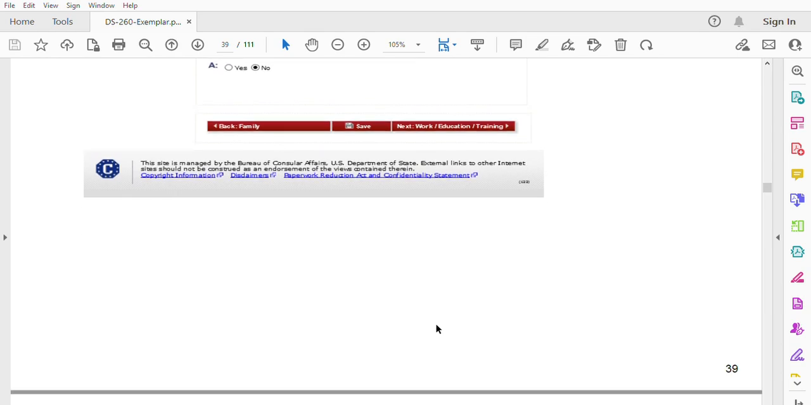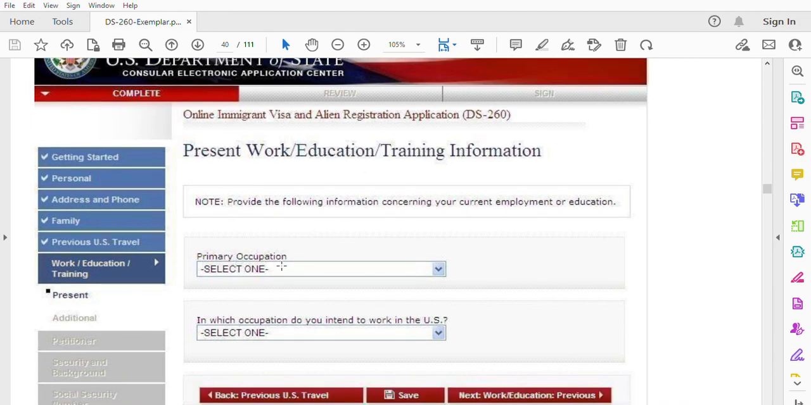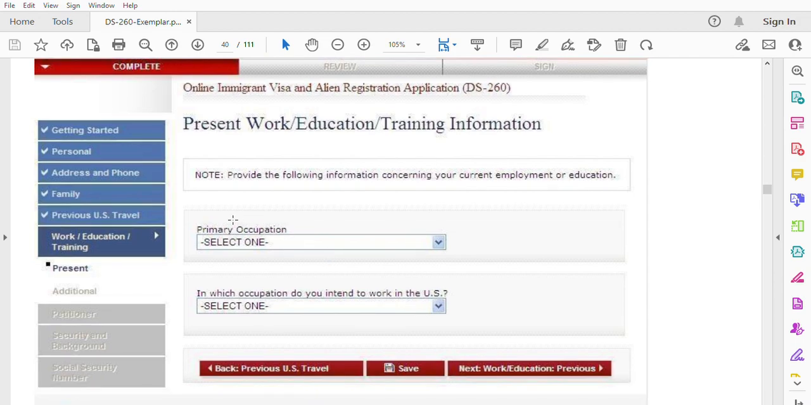We're still talking about education and training. So, present work, education, training information. Primary occupation. Provide the following information concerning your current employment or education. So this is where you answer your occupation. You're going to select the one that applies, what you do for a living, and then which occupation you attend.